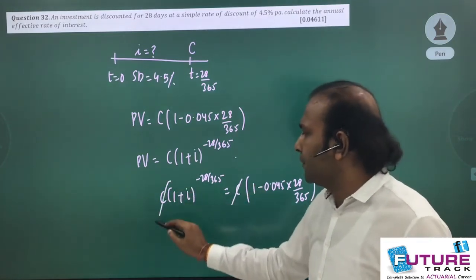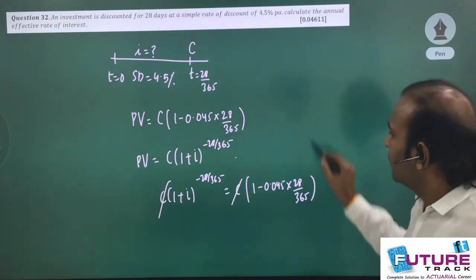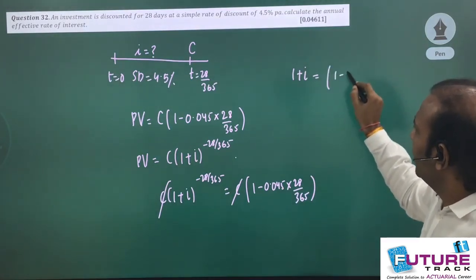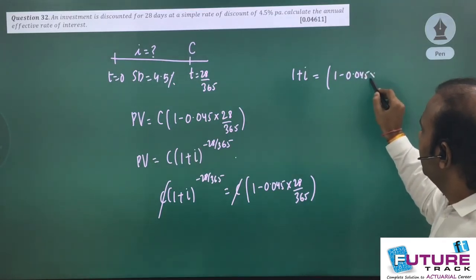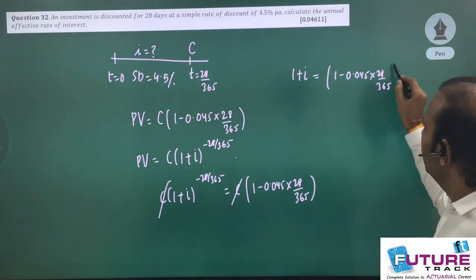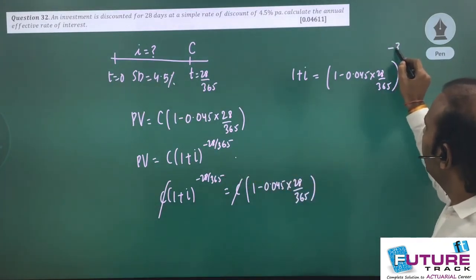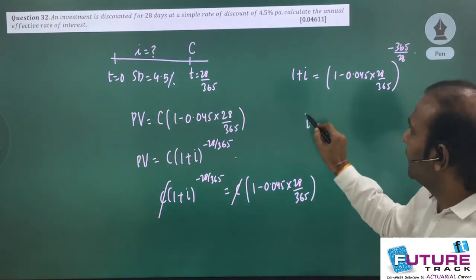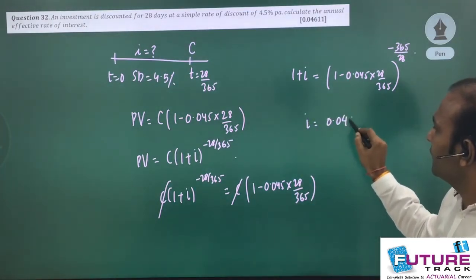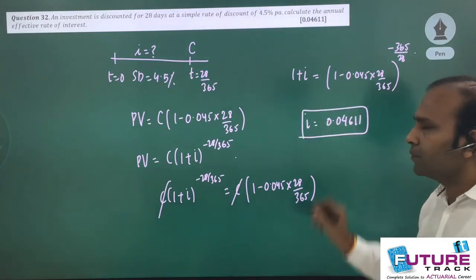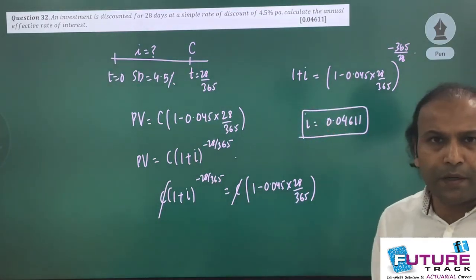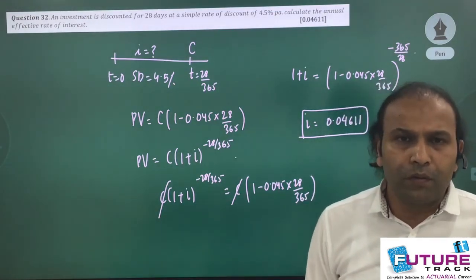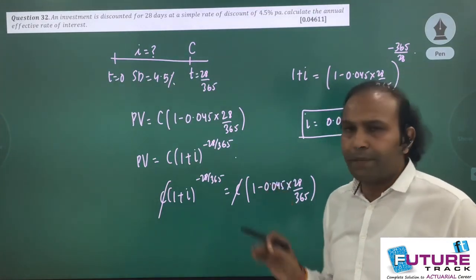This C gets cancelled, right? Now this is (1 plus i) raised to power minus 28 by 365 equals 1 minus 0.045 into 28 by 365. This term here becomes, with power, minus 365 divided by 28. Please calculate the i, which is 0.04611. Fine. So that finishes the chapter, time value of money, class. And please do the questions of this chapter's assignment. Fine.